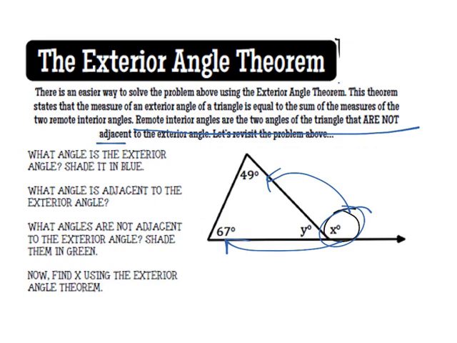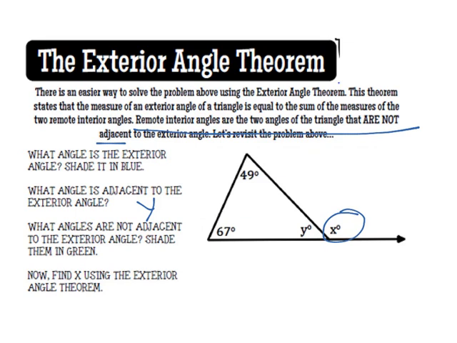Let's revisit the problem above, well, in the last slide. Okay, so what angle is the exterior angle? Let's shade that in blue. I already circled that here in blue. I'm just going to circle it instead of shading. What angle is adjacent to the exterior angle? Well, the adjacent angle would be y. That is right next to it. Adjacent means right next to, or touching.